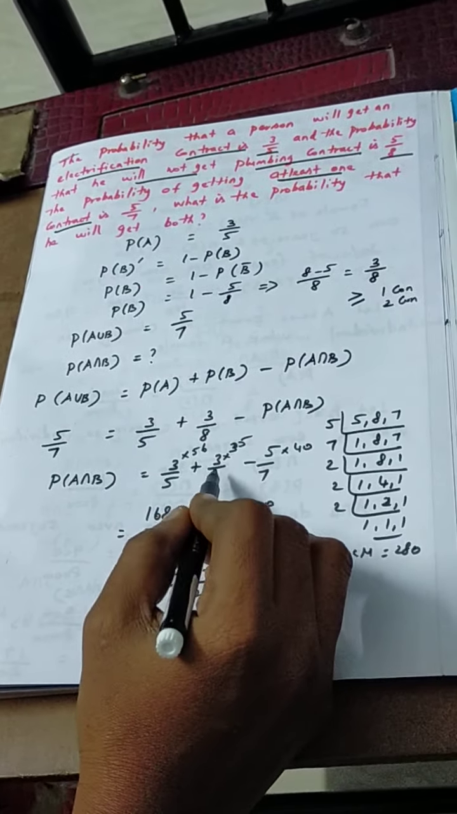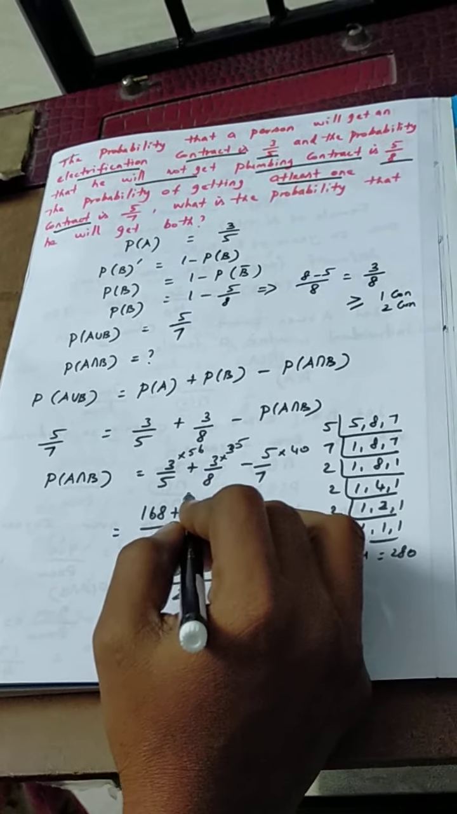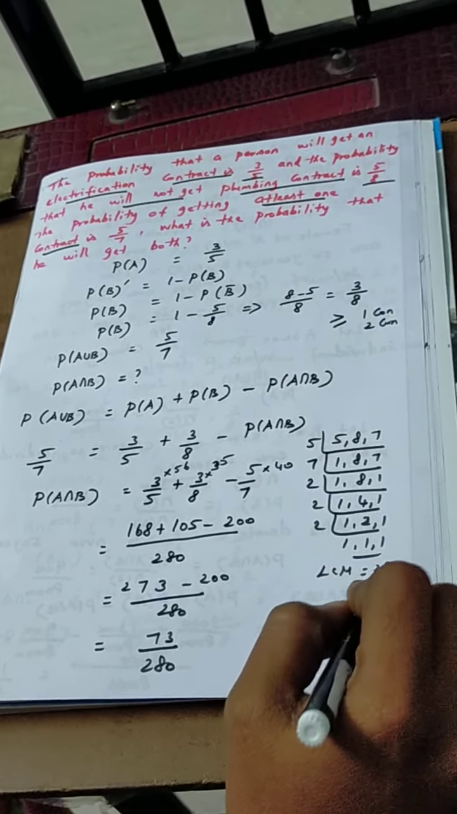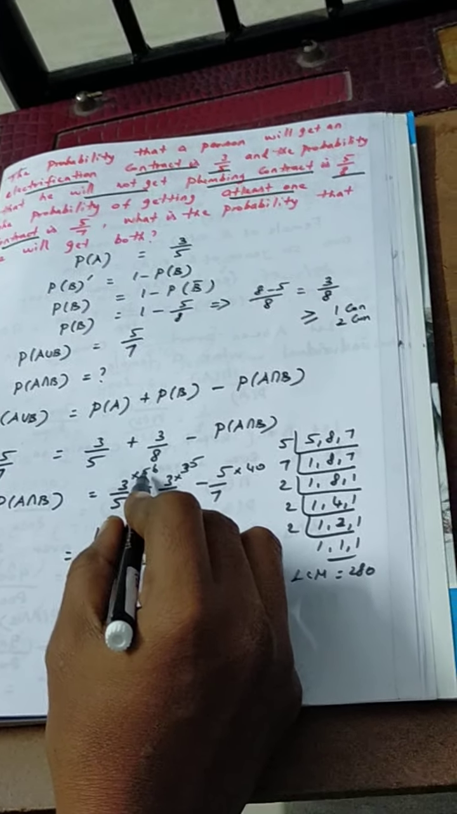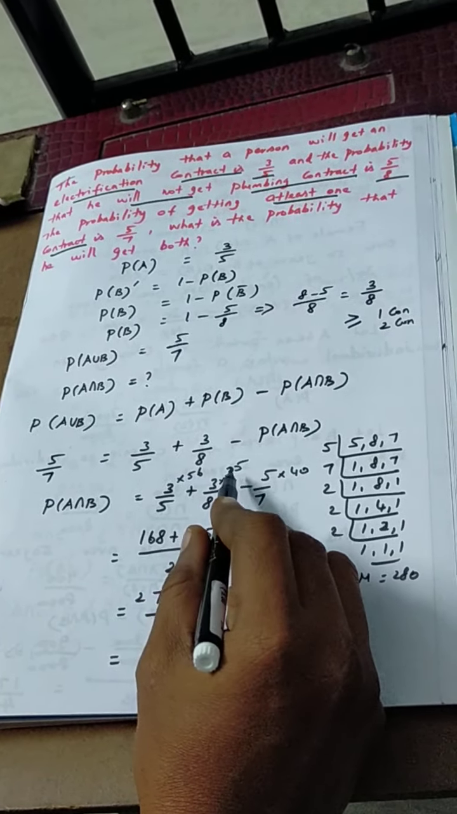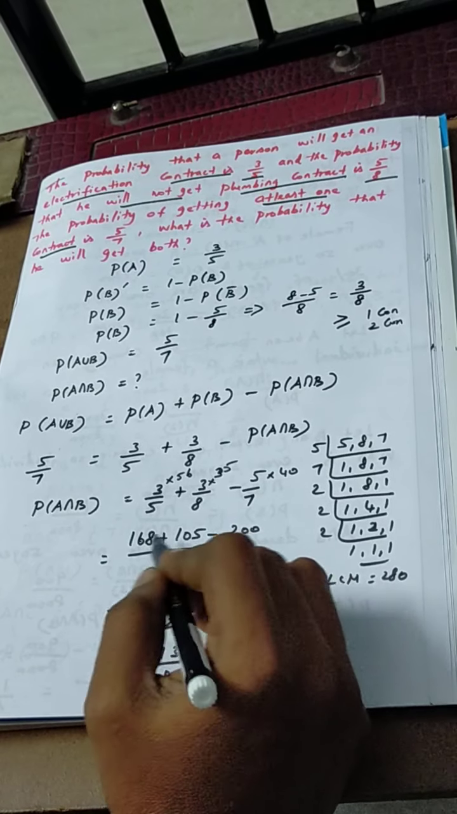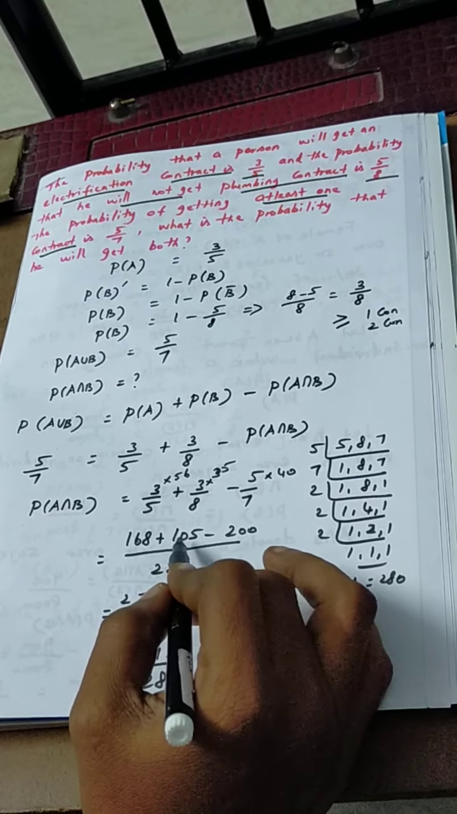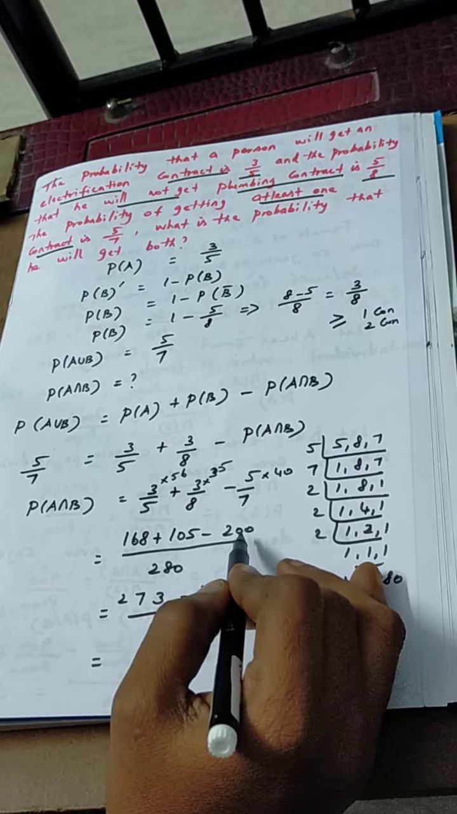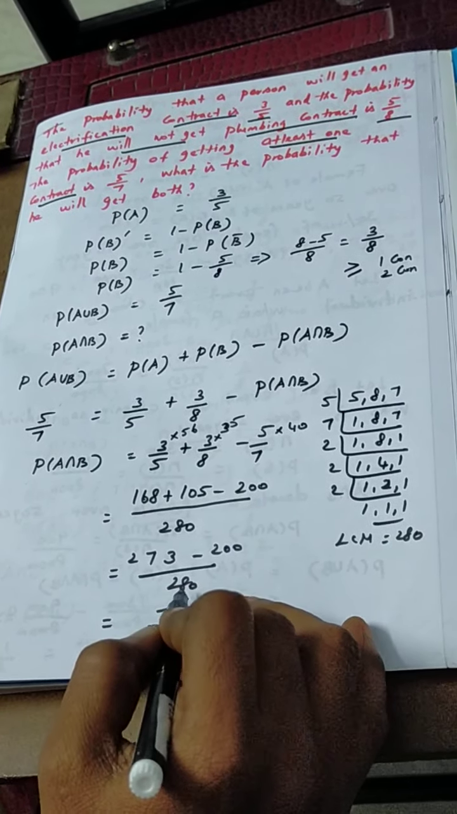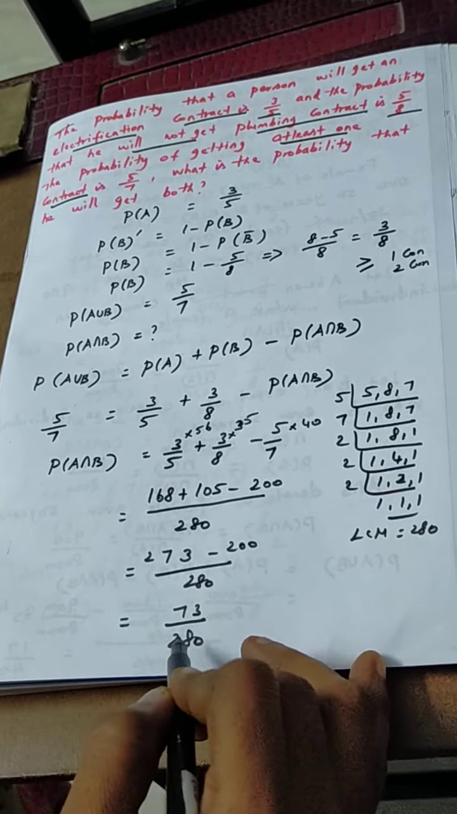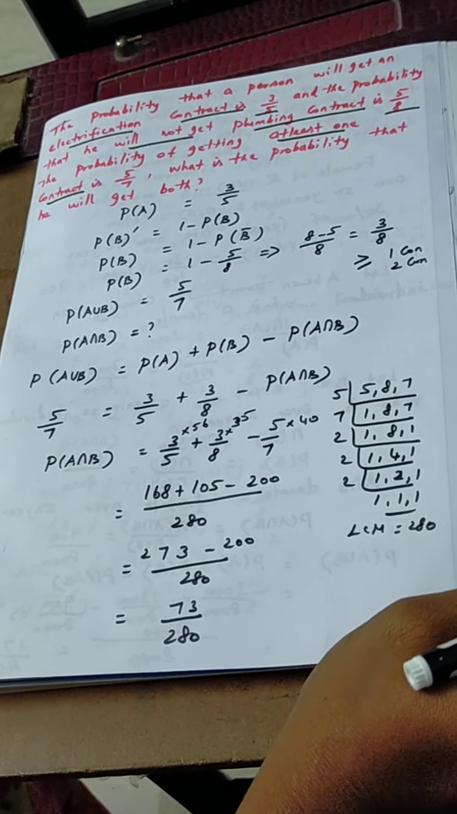3 by 5 plus 3 by 8 minus 5 by 7. Taking 5, 8 and 7, the LCM is 280. Then the 5 table is 56 times, the 8 table is 35 times, and the 7 table is 40 times. Multiply and write the answer: 168 plus 105 minus 200. These are positive signs, so 273 minus 200 by 280. Subtract the terms, so 73 by 280.